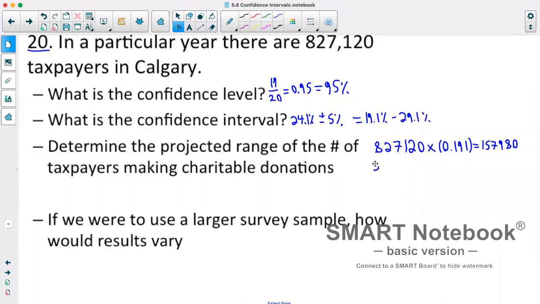Our upper amount, we would just do the same thing, but multiply by our upper percentage. So that gives us 240,692. So writing that out, that'd be 157,980 to 240,692.